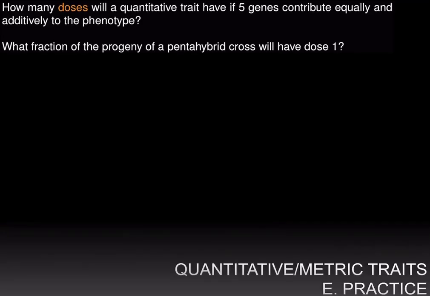And finally, here is some practice. How many doses will a quantitative trait have if 5 genes contribute equally and additively to the phenotype? So we worked out this example with 2 genes, and now you need to determine how many doses, how many levels, gradations will you have if 5 genes contributed equally. And a second part of this practice problem is what fraction of the progeny of a pentahybrid cross, so like a dihybrid cross but with 5 genes, will have dose 1.